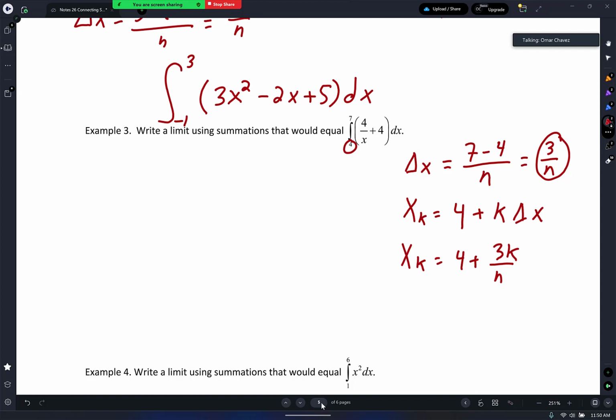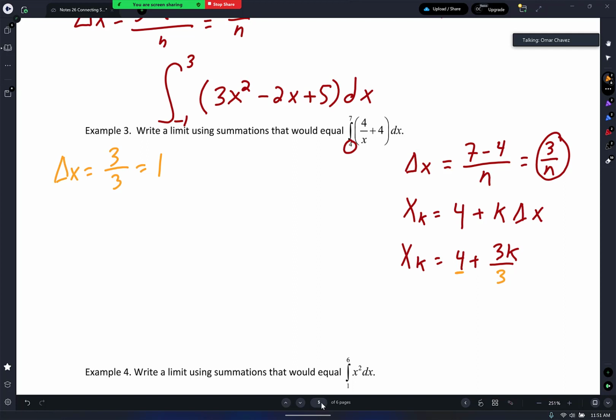Chav, I don't understand why. Okay, I'm going to make it simple. Let's pretend that we just had 3 rectangles. So don't write this down, just pretend. So if I just had 3 rectangles, do you agree that my delta x will be 1? Okay, so if I want the x value of my first rectangle, remember I'm using RRAM, I start at 4 plus 1, right? Because we're saying that n is 3. So k equals 1, my first rectangle, and 3 over 3 is 1. So my first x value is 5. That makes sense, because delta x is 1.